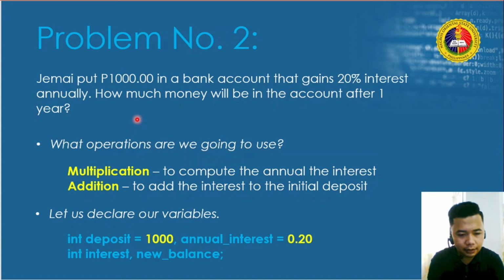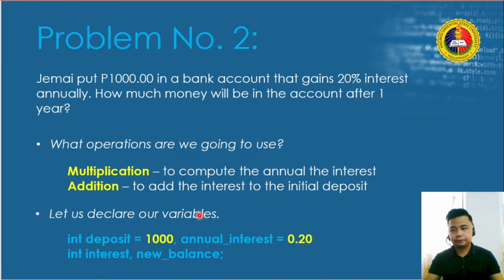Let's say int deposit, that is the initial deposit, which is 1,000, and then annual underscore interest, that is 20%. But of course, once we'll be using it to perform a mathematical operation, 20% is equal to 0.20. So again, annual interest is equal to 0.20, which is 20%. And then we are going to determine the interest value and then the new balance after we've already added the interest, the 20% of 1,000.